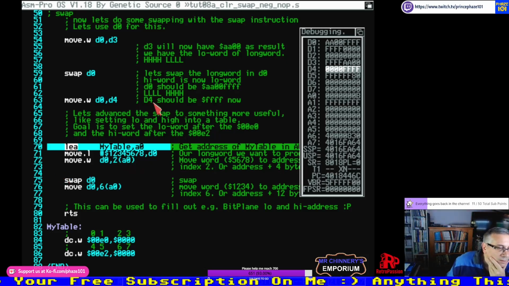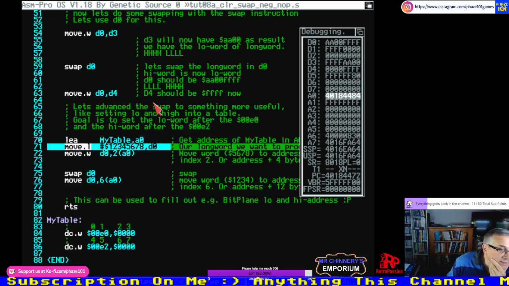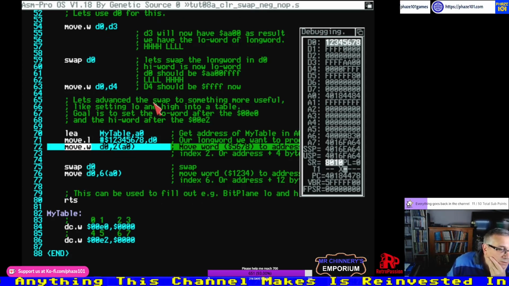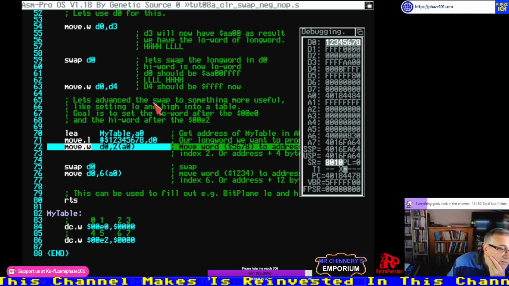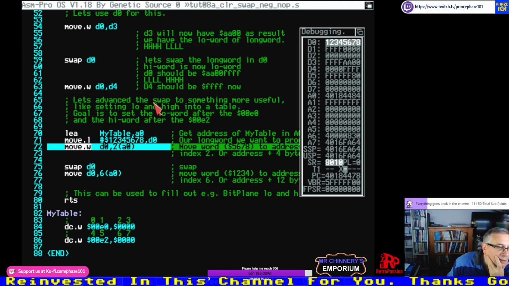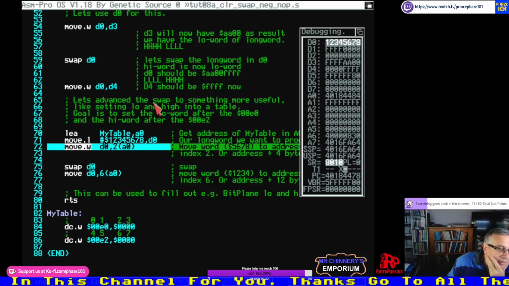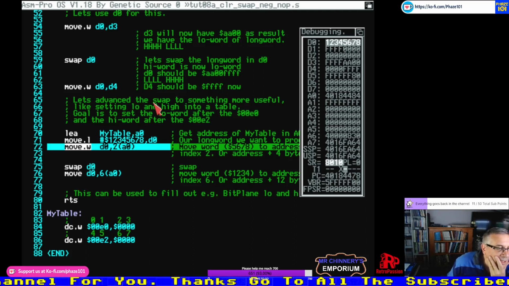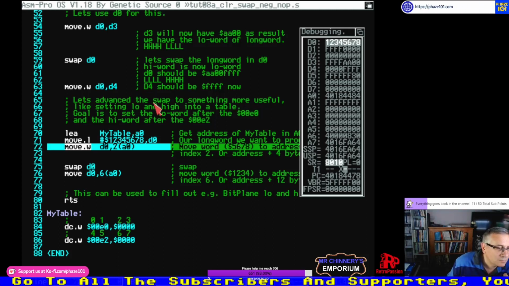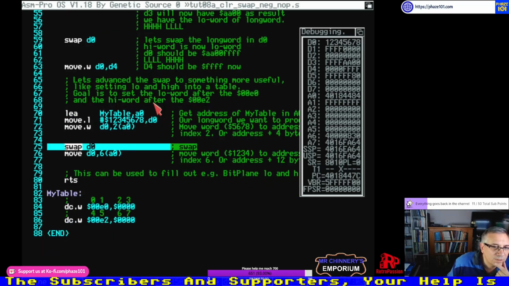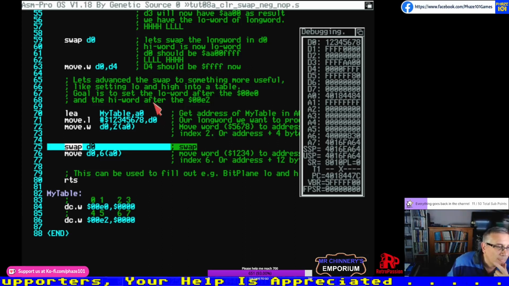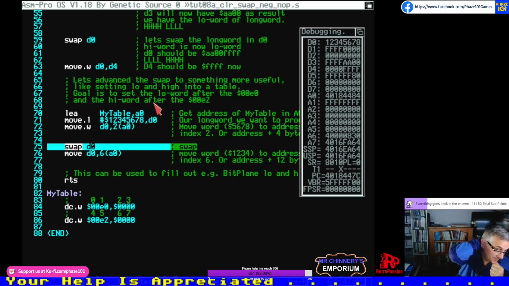So we get the table. We are getting the number into the D0. We get the address of the table, I meant. And now we move the word that we have in the D0, the 5, 6, 7, 8, into 8, 0, but let me see. Into the, okay.